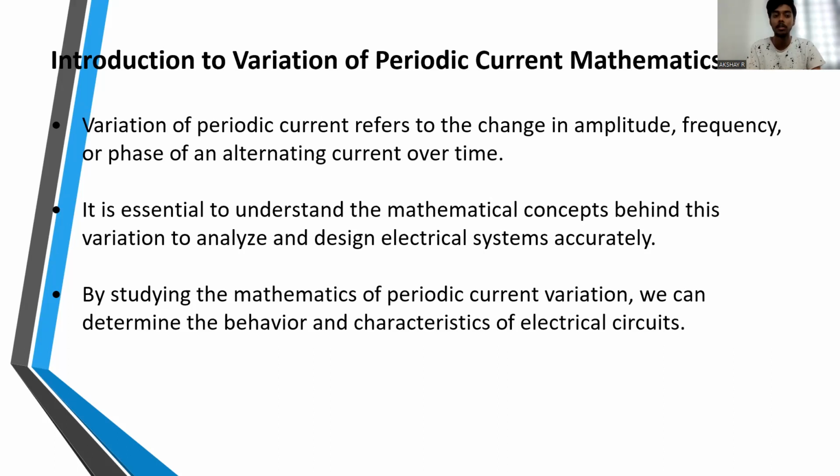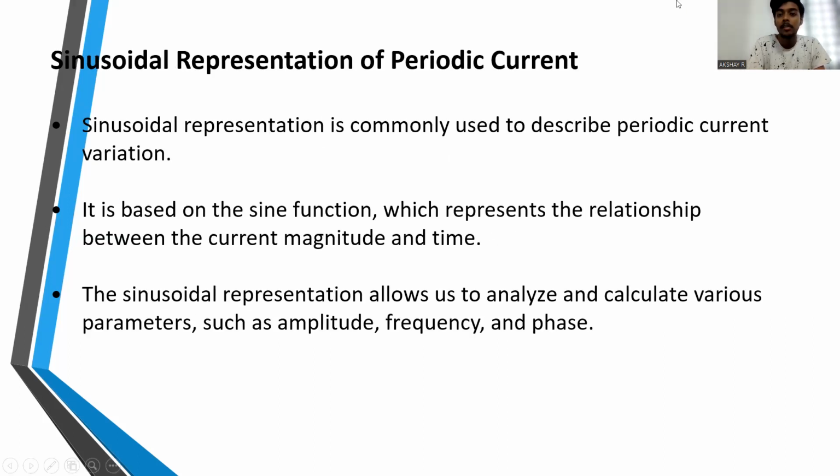So basically, what is variation of periodic current? It refers to the change in the amplitude, frequency, or phase of an alternating current over time. This is the exact meaning of variation of periodic current. The main aim of reading this in mathematics is to analyze and design electrical systems accurately. So you saw the introduction part.